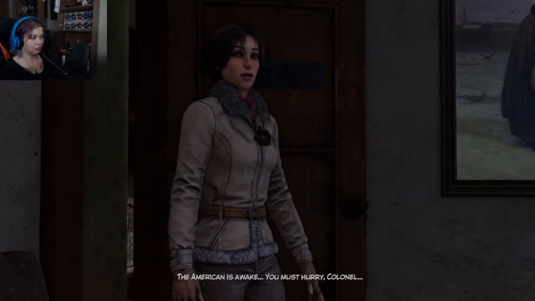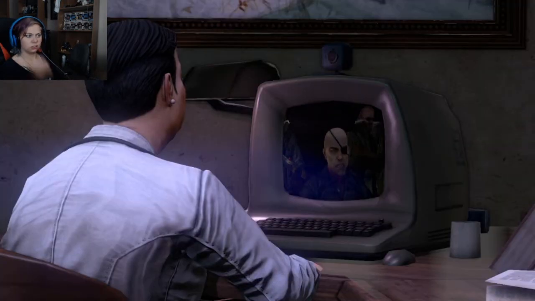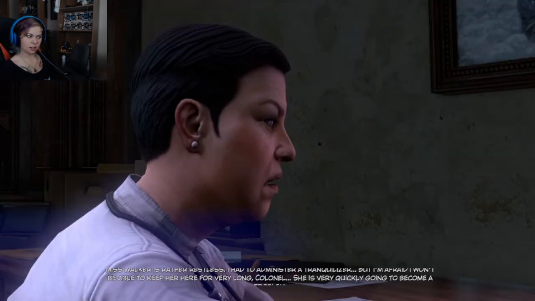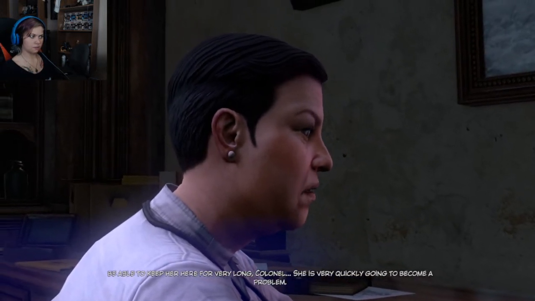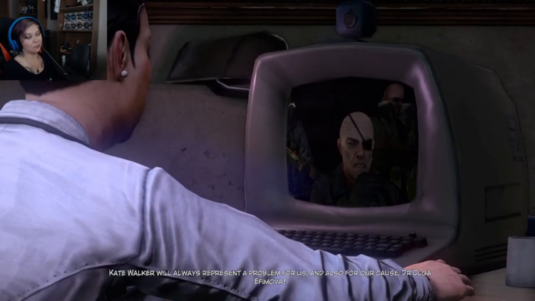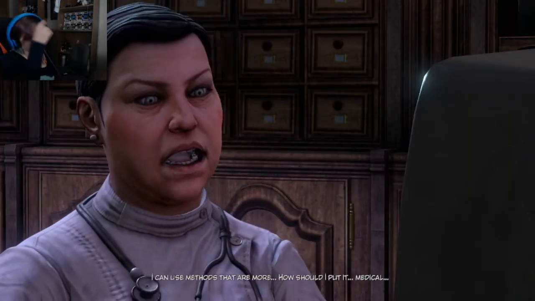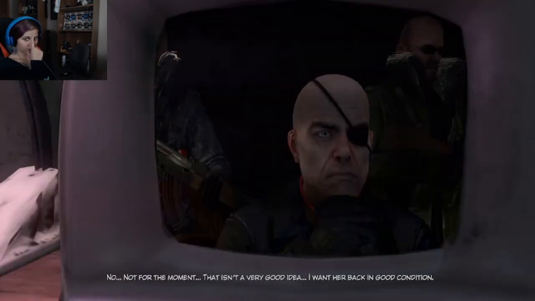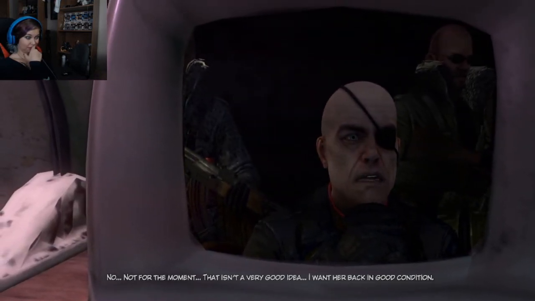The American is awake. You must hurry, Colonel. How is she doing? Miss Walker is rather restless. I had to administer a tranquilizer, but I'm afraid I won't be able to keep her here for very long, Colonel. She is very quickly going to become a problem. You know it. Kate Walker will always... I ain't leaving this place without raising some hell. Also for our cause, Dr. Olga Efimova. I can use methods that are more... how should I put it? Medical. No, not for the moment. That isn't a very good idea. I want her back in good condition.